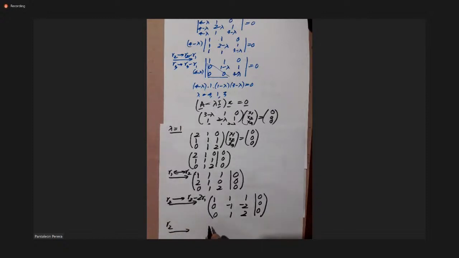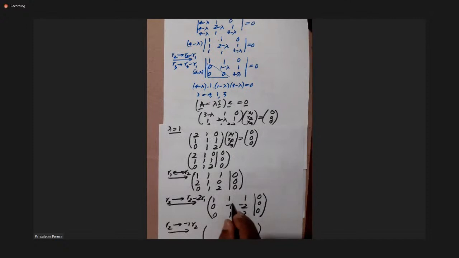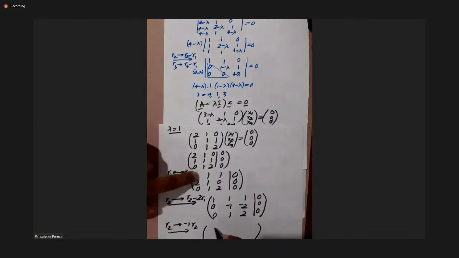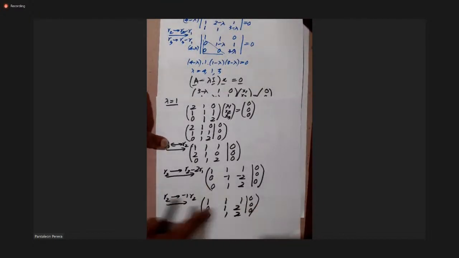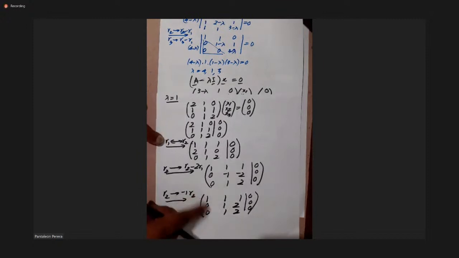R2 is multiplied by minus 1, because you need to make this element 1. Because now all the elements below this one are equal to 0. After that, you have to go to this one. First, once you make it 1, you have to make all the elements below that equal to 0. Now, you multiply the second row by minus 1. So, you have this. You are not going to change anything. Here, you don't change anything in R1. We keep R1 and R3 intact. We are going to change R2 only.